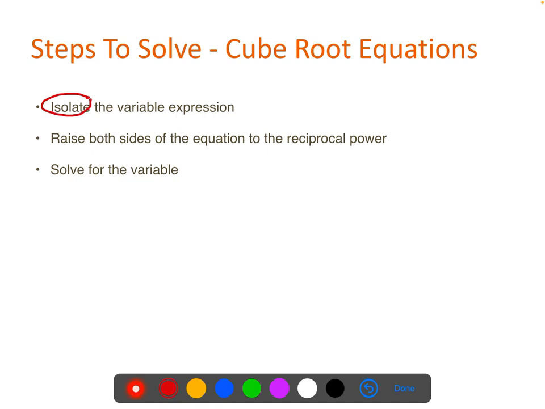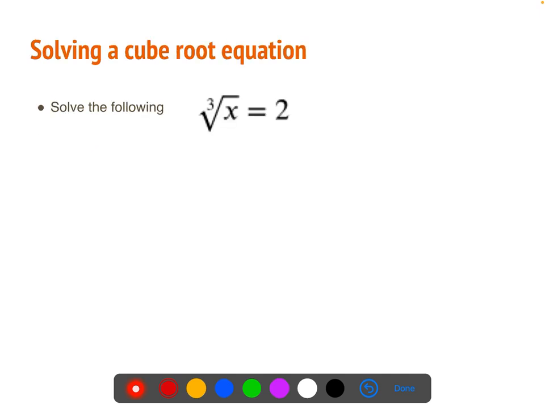Cube root equations are basically the same idea. We're going to isolate the cube root. Then we're going to raise both sides to the reciprocal power, which means we're going to cube, and then we're going to solve. So we're using this idea of inverses again. So this one's a cube root equation. Here's the cube root. He's isolated. So what I'm going to do is I'm going to cube both sides. That means the opposite of cube root is cubing, or third power. So cube root and cube will cancel, and it gives me x equals 2 to the 3rd.